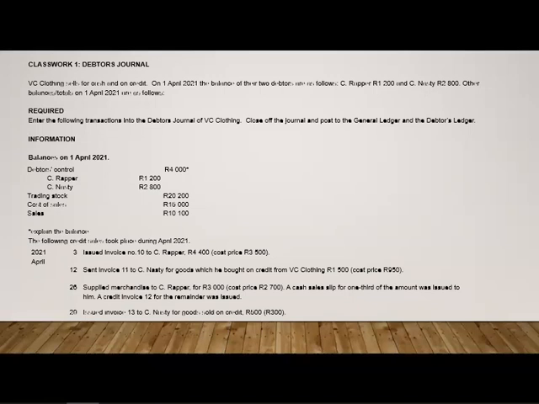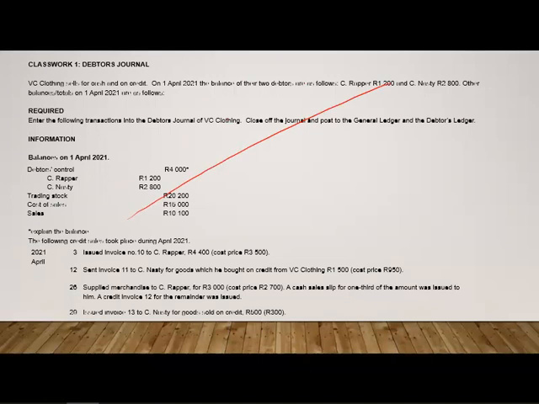I'm done with all of these. Everything there, I'm done with it. Okay, so I'm just gonna focus now on sales. They say we issued an invoice, which is invoice number 10 to C Repa, which is 4,400, and the cost price is 3,500.